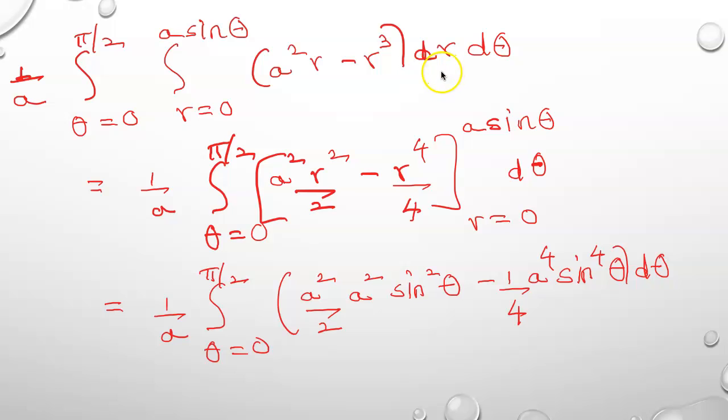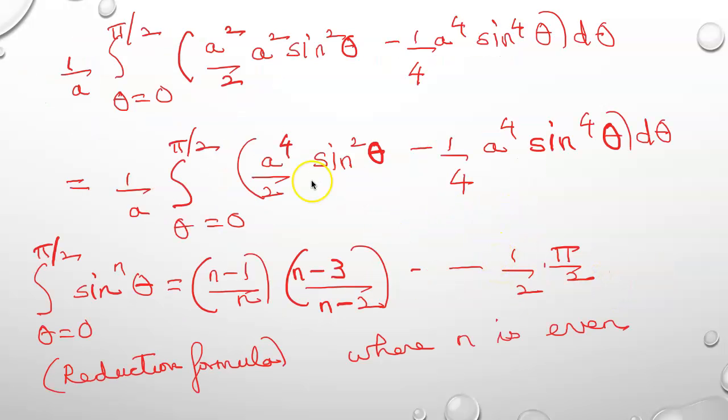Now integrate with respect to r. So you get 1 by a integral theta equal to 0 to pi by 2 a squared r squared by 2 minus r raised to 4 by 4 within the limits r equal to 0 to a sine theta d theta. So now substituting the limits, you get 1 by a integral over theta a squared by 2 a squared sine squared theta minus 1 by 4 a raised to 4 sine raised to 4 theta minus 0. So this was our last step where we stopped at. So it is 1 by a integral over theta a raised to 4 by 2 sine squared theta minus 1 by 4 a raised to 4 sine raised to 4 theta d theta.